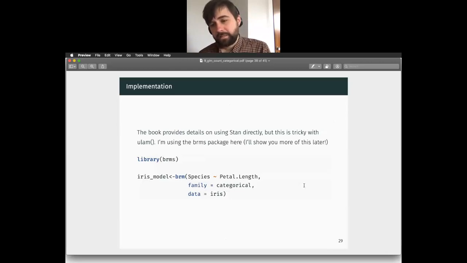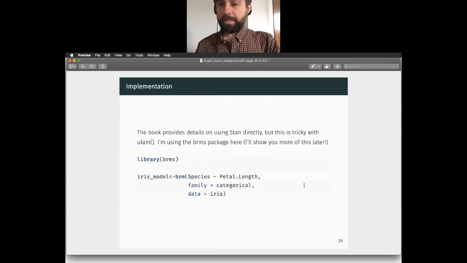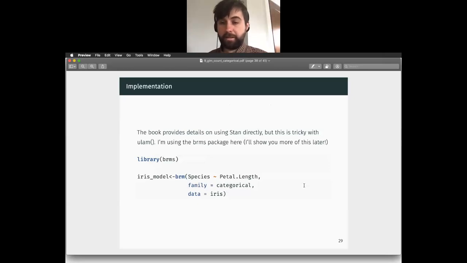Quick question: you said we're making this assumption for the multinomial, and if we find that we can't make that assumption, then we should be using something else? Yes. You should use something else if you have reason to believe that the alternatives are not irrelevant. I think that's a good approach. Categorical models get really complicated really quickly, but there's a lot of literature on categorical classification models that you could dive into there.